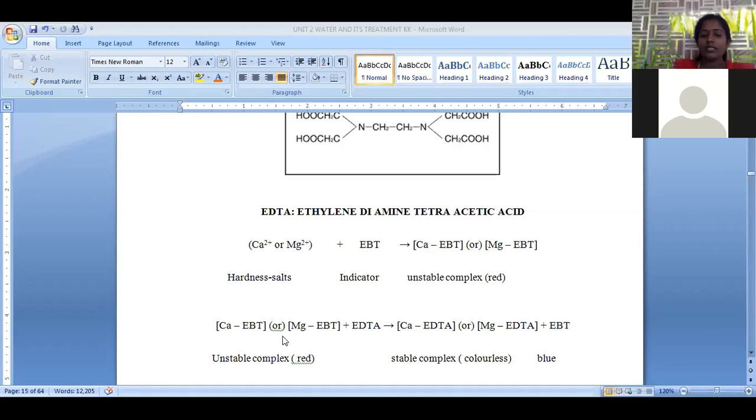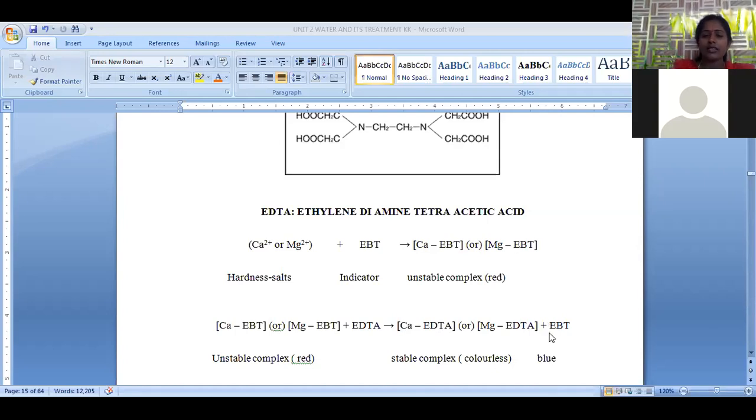And when the EBT complex is replaced, free release of EBT is possible. Hence, we will get blue color at the end point. When the indicator is added, the color changes to red because of calcium EBT complexation. At the end point, it shifts to blue color due to the free release of the indicator.